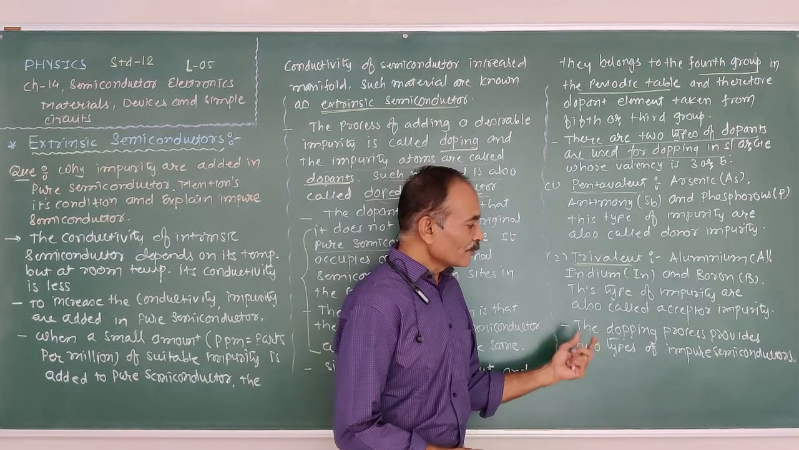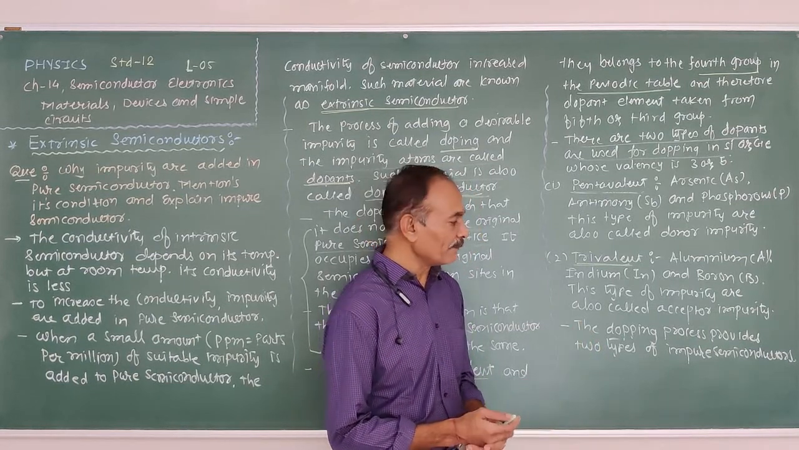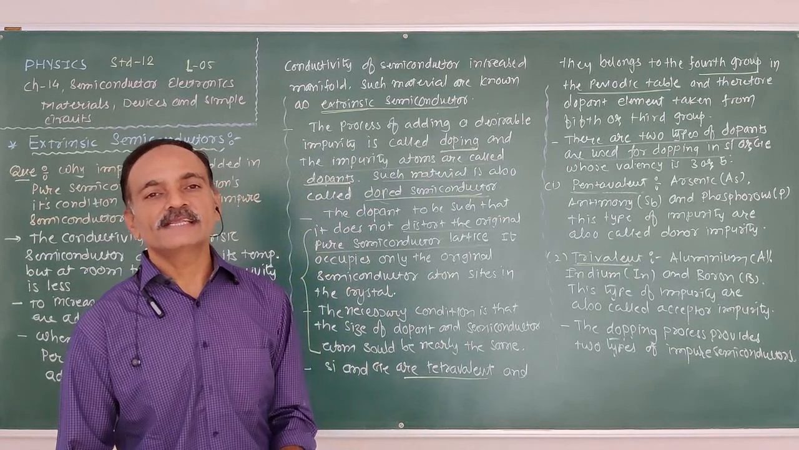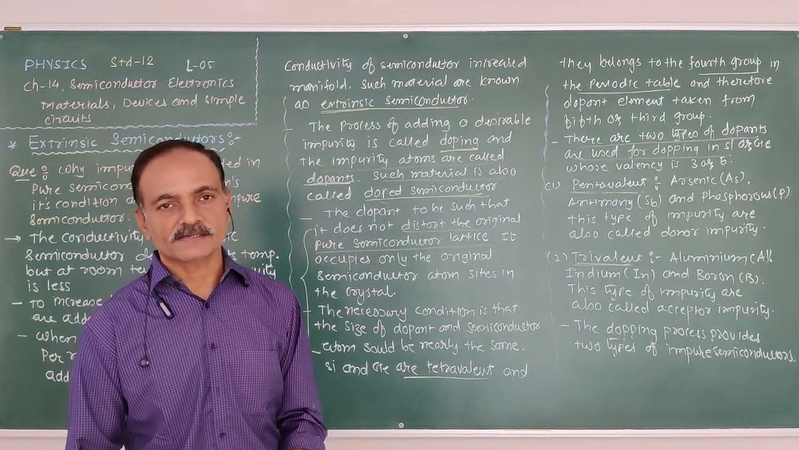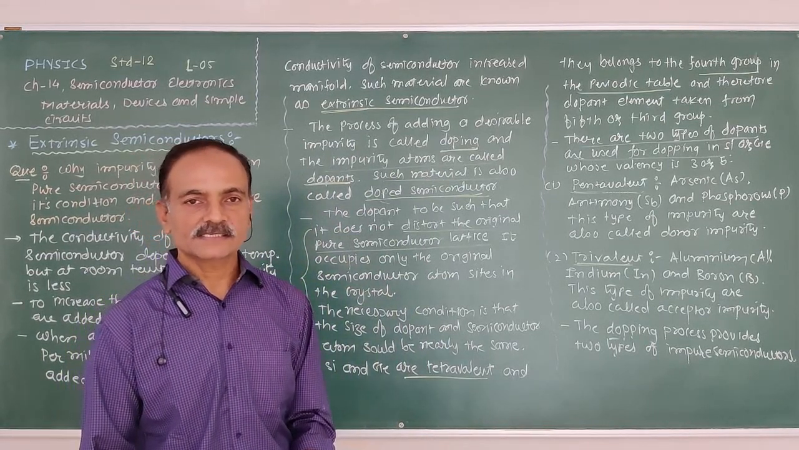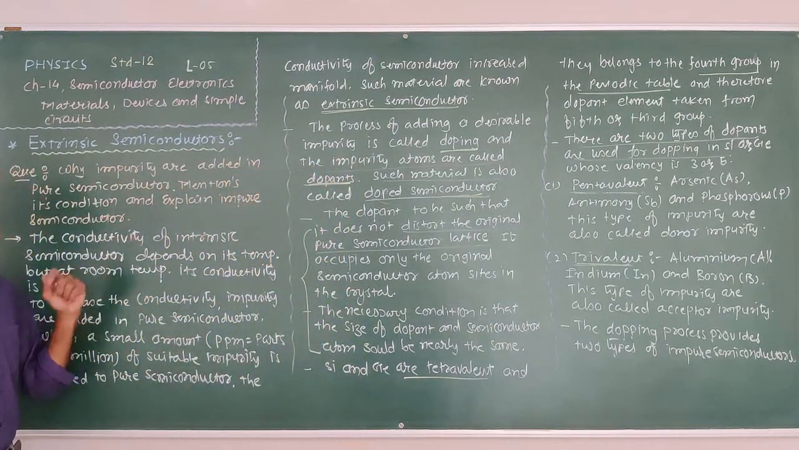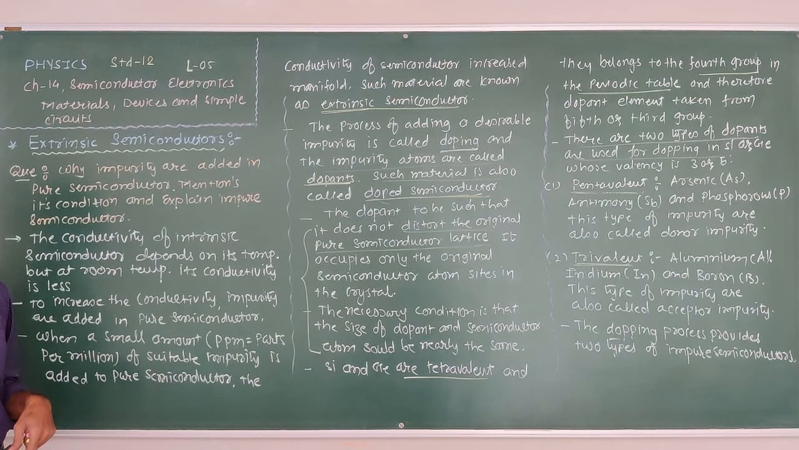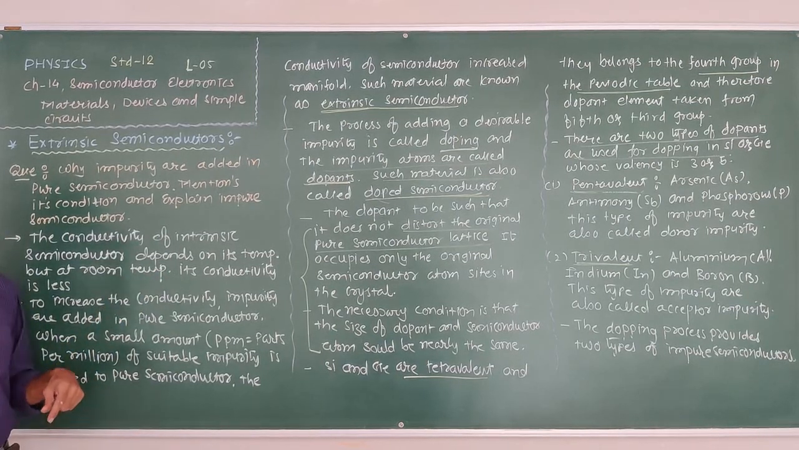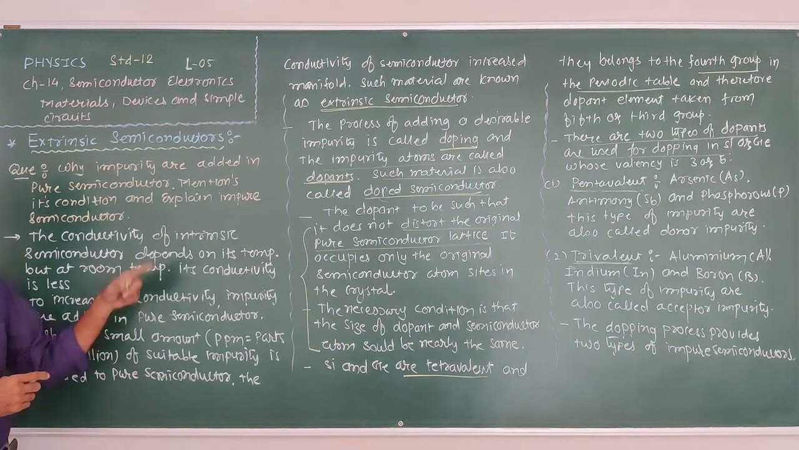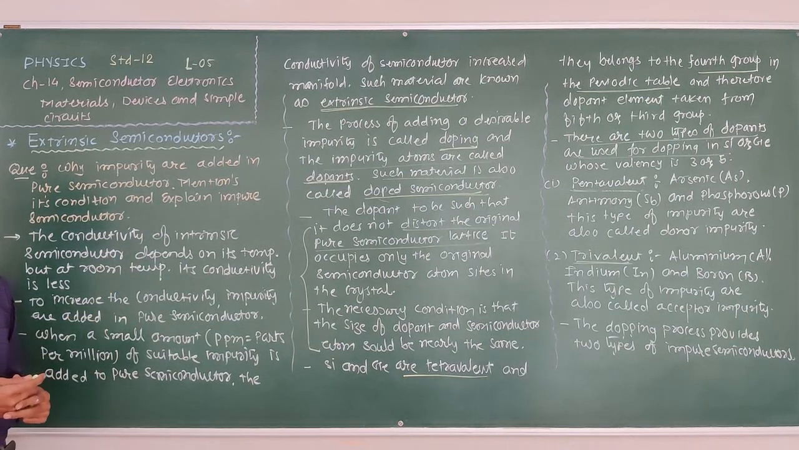The doping process provides two types of semiconductor, N-type and P-type semiconductor. Clear this? Again, repeat. What is the importance of adding the impurity atom in a pure semiconductor? What are the conditions for the impurity atoms? And what is the extrinsic semiconductor?